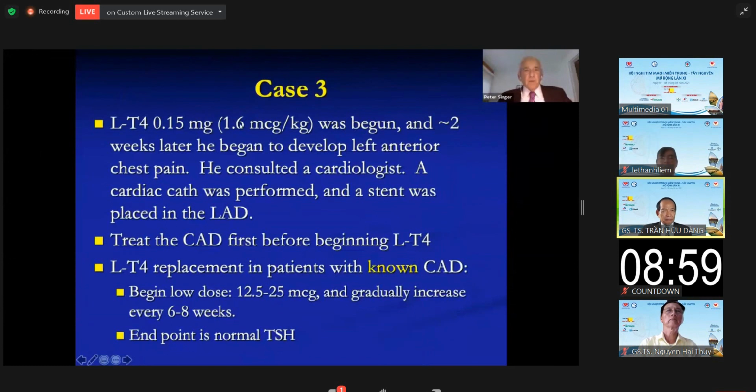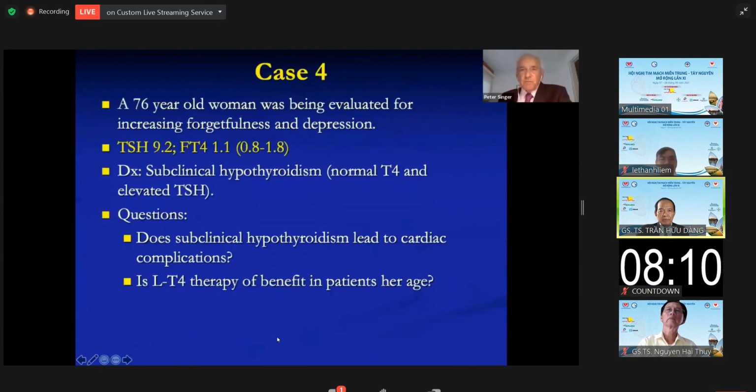Okay, case 3, we began full replacement with thyroxine, 1.6 micrograms. He had no history of cardiac disease, by the way. And a couple weeks later, he developed chest pain. So he saw a cardiologist, he had coronary disease, and a stent was placed in his left anterior descending artery. If we knew he had cardiac disease to begin with, you treat the coronary artery disease, put a stent in before beginning thyroxine. In general, patients with underlying coronary artery disease, we treat with thyroxine if they have known disease very slow. Low levels of T4, gradually increase every 2 months or so, and the endpoint is a normal TSH.